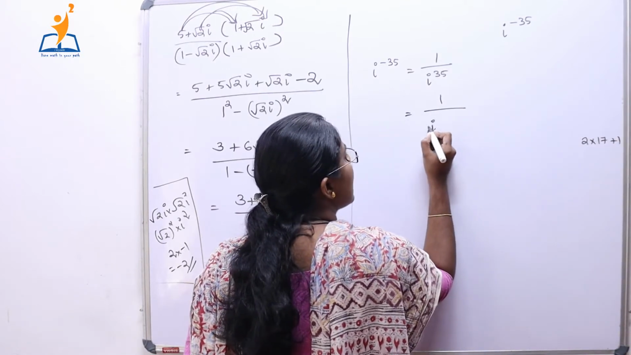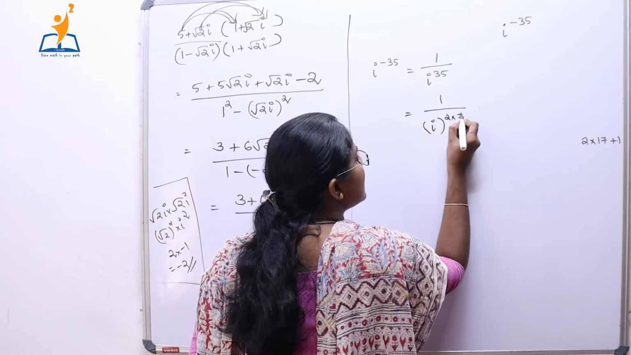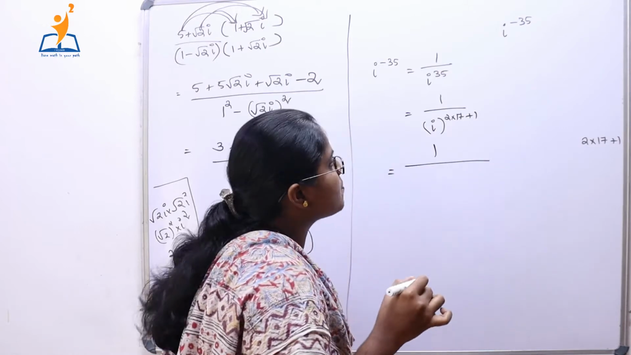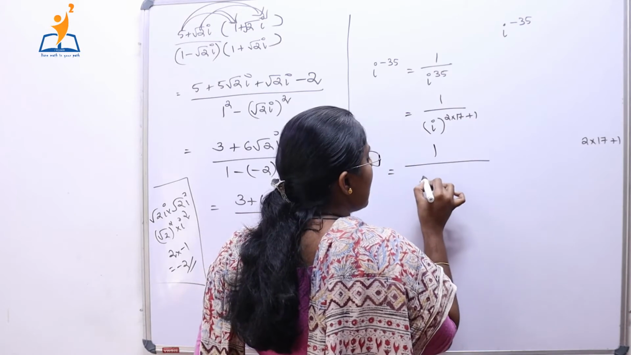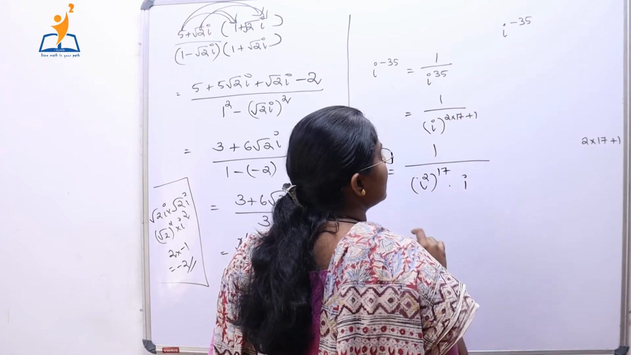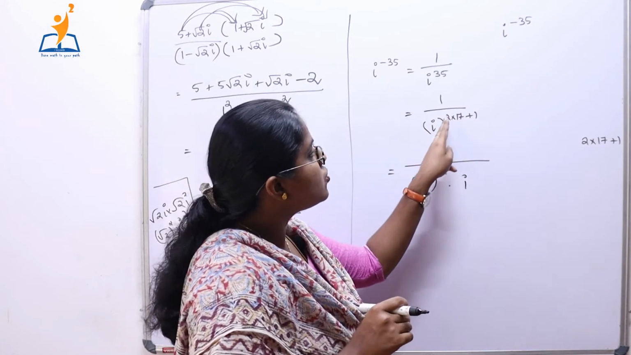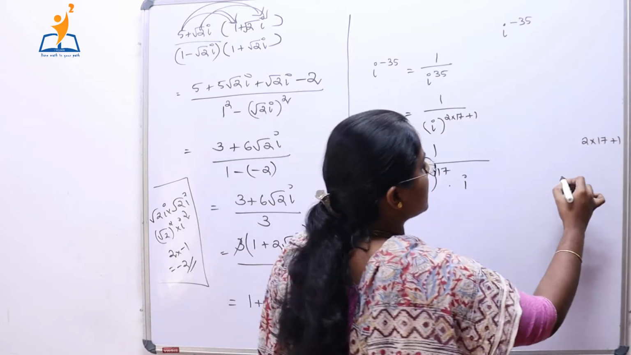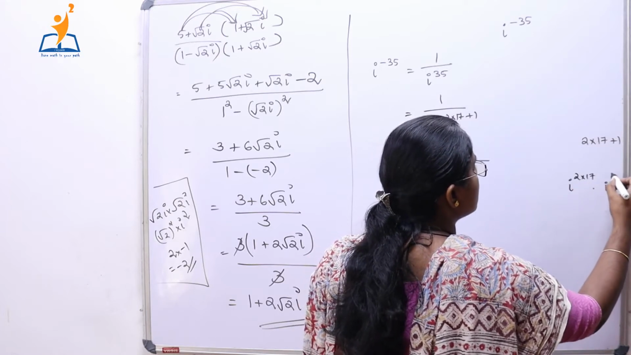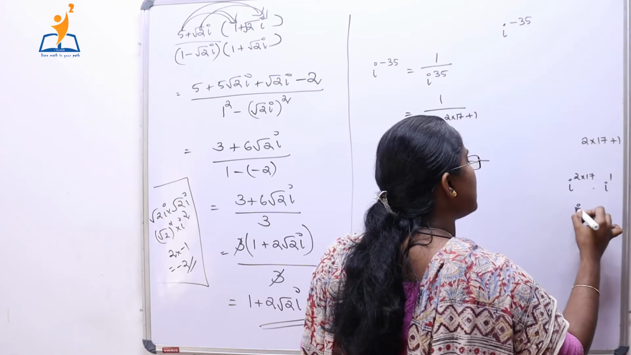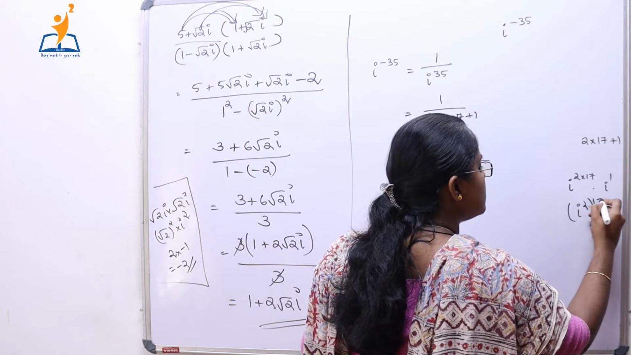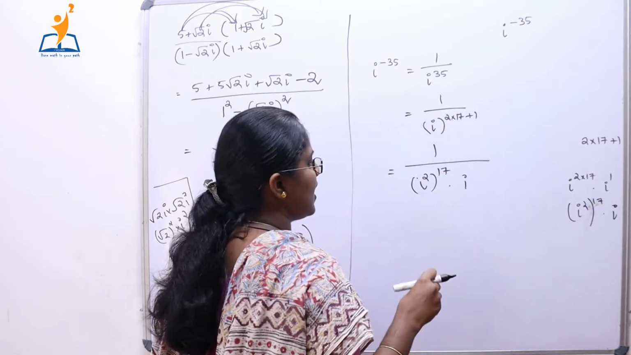So we will write it like this: i raised to 2 into 17 plus 1, which can be split using the laws of exponents like this. That is i squared, the whole raised to 17, into i. Is it? i raised to 2 into 17 plus 1 can first be split as i raised to 2 into 17, into i raised to 1. And i raised to 2 into 17 can again be split as i squared, the whole raised to 17, into i. So that's what I have written here.